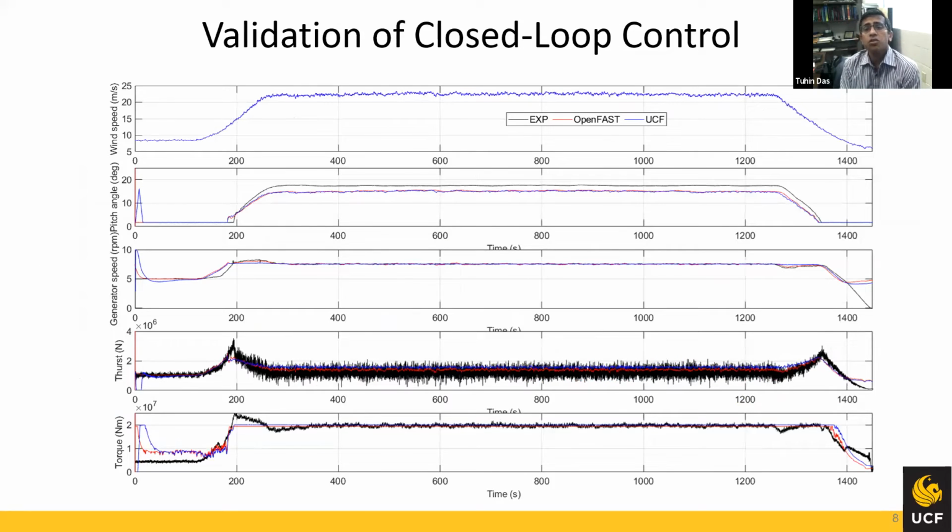Proceeding, we are not satisfied with only the steady state data. We also want to do validation when the wind turbine is being controlled in a closed loop manner, and so we have done that as well. The experimental setup has been run under different wind conditions, here varying from less than 10 meters per second to more than 20 meters per second. We see the pitch angle changes, we see the thrust, the rotor torques, and the generator speeds evolving. Again, the black lines are the experimental results, OpenFAST is red and UCF is blue. And we see a very good correlation between our model, the industry standard OpenFAST, and the experimental data.